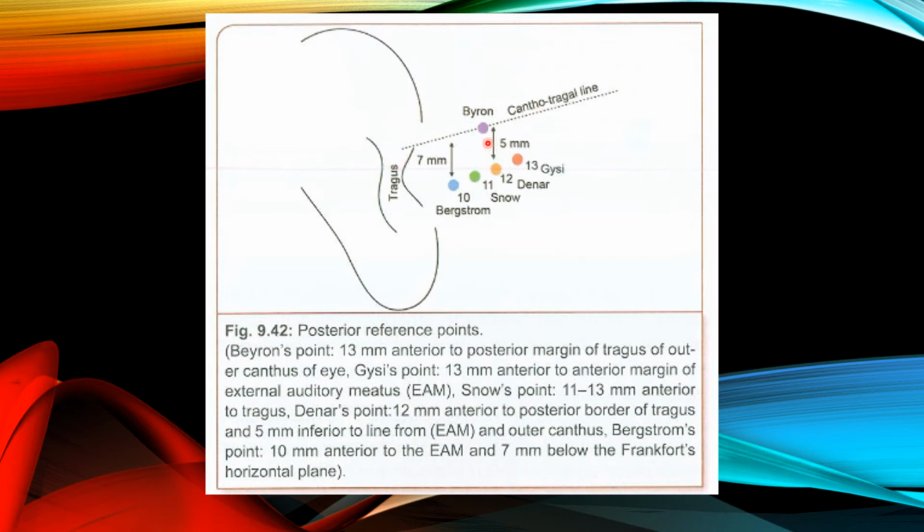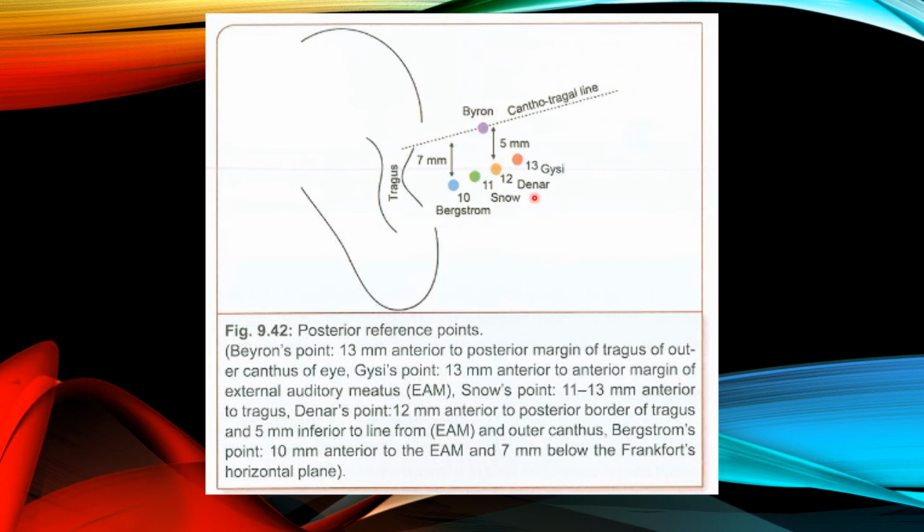Okay. So, what is this one? That is, Dinar's point is 12 mm anterior to the posterior border of tragus, and it is 5 mm inferior to the line from external auditory meatus and outer canthus. That is about the Dinar's point.